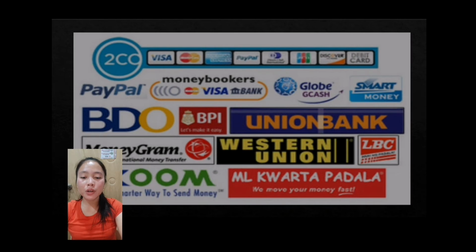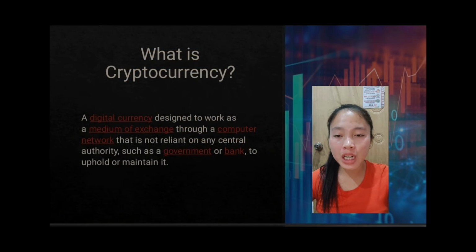These are the common online payment methods: PayPal, Western Union, ML Kwarta Padala, Union Bank, BDO, BPI, and Smart Money. What is cryptocurrency?